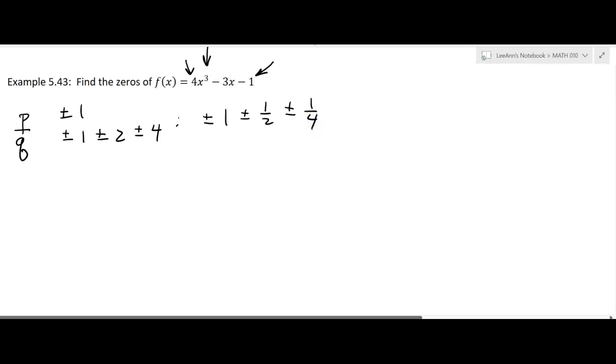Okay, so I'm going to hope for the best. I'm going to try 1. I almost always try 1 first. 1 is always a factor.